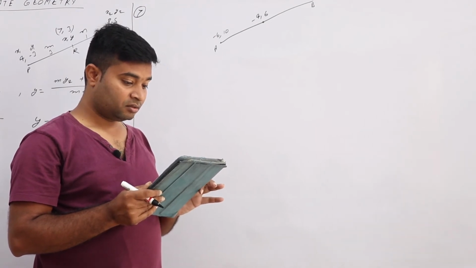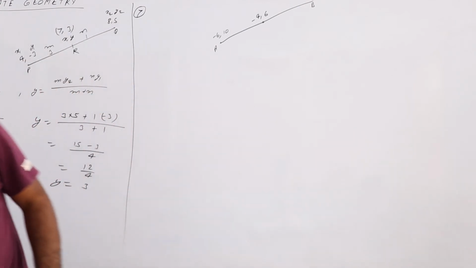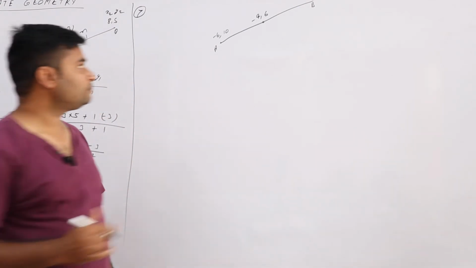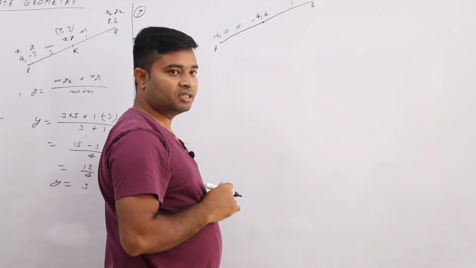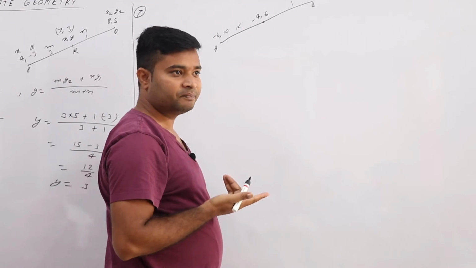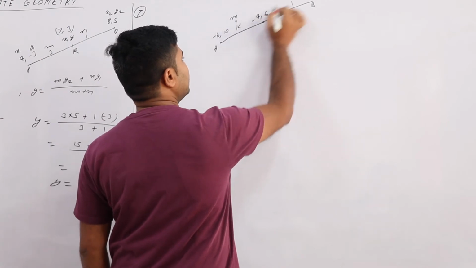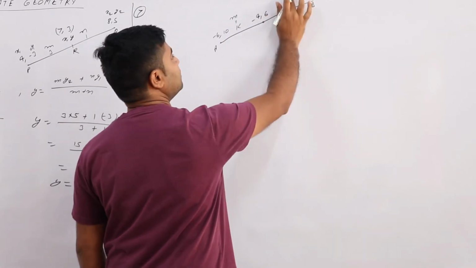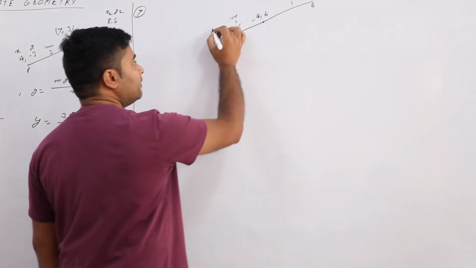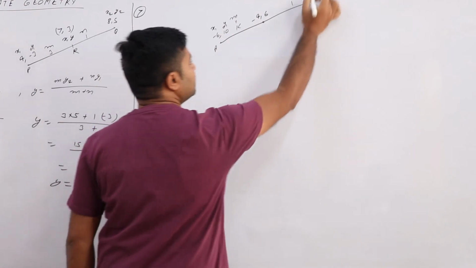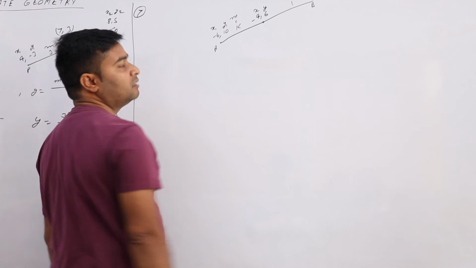Then do it. See, I'm not taking 3 comma minus 8. So assume this is k and this is 1. I can assume anything. I have assumed the ratio is k is to 1, meaning m is equal to k, n is equal to 1. True? I'm writing all the values. This is x1, y1, x2, y2, x, y. Correct?